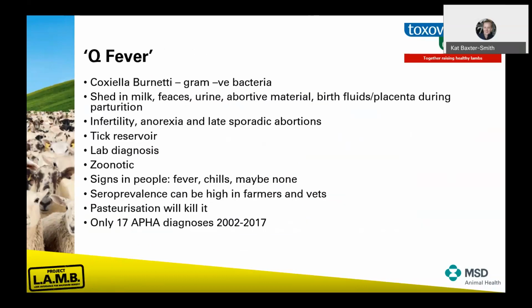The next one's Q fever, which is caused by Coxiella burnetii, a gram-negative bacteria. This is shed in everything: milk, feces, urine, abortive material, birth fluids, placenta. So it's shed quite everywhere. And it can cause infertility, anorexia, and late sporadic abortions. It's maintained through a tick reservoir, so it is more common in places where there are high numbers of ticks. It needs to be diagnosed in the lab.